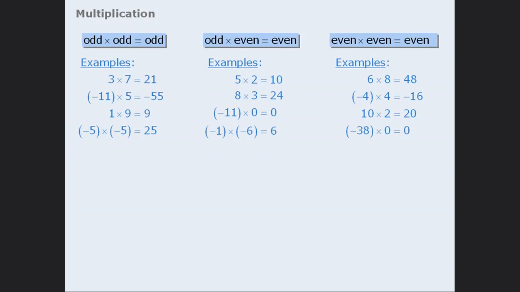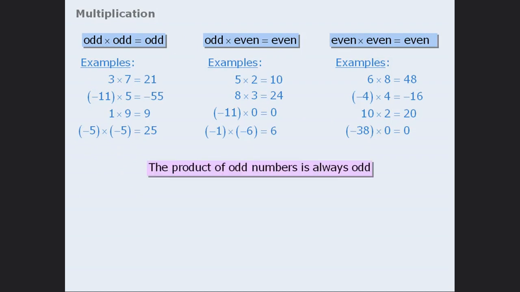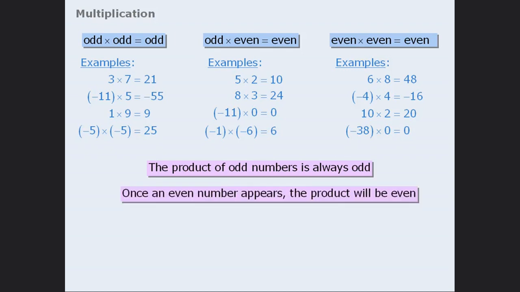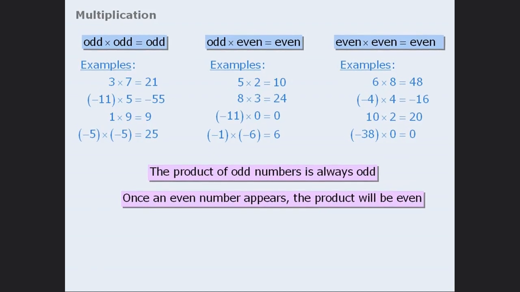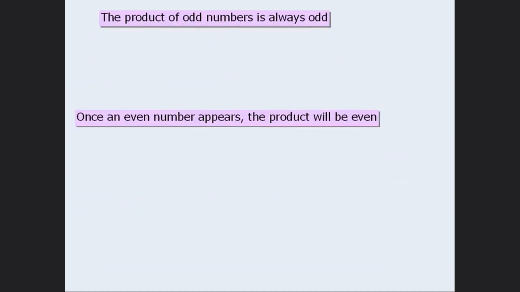These rules can be summarized as follows. First, the product of any number of odd integers will always be odd. So if several odd numbers are multiplied together, the product will be odd. Second, once an even number enters the picture, the product will always be even. So if we multiply several numbers and one or more of them is even, then the product will always be even. Let's take a closer look at these two rules.